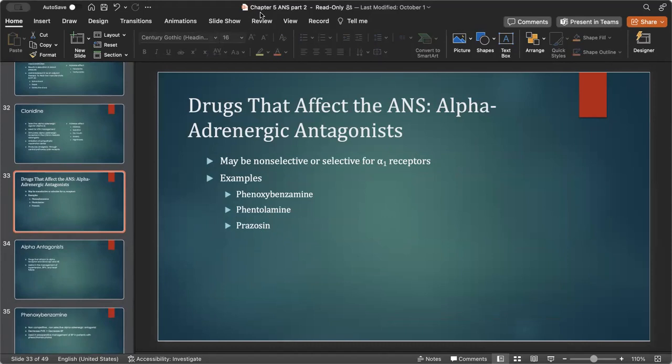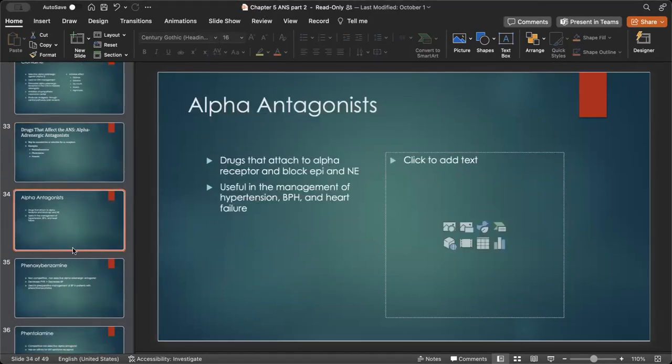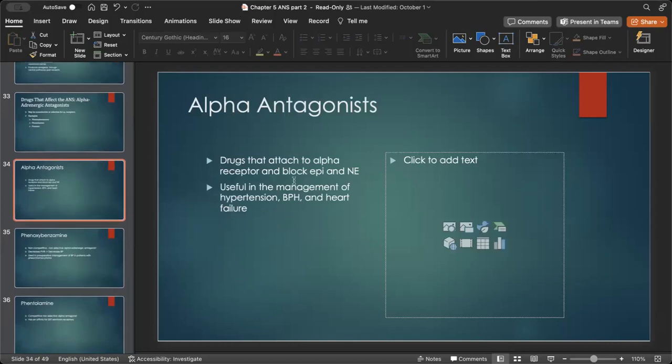So normally alpha 1 would do the vasoconstriction, and remember we also said it prevents you from peeing. Now it's going to do the opposite. It's going to cause vasodilation, and it's also going to help you pee. So like I said, antagonist means that they block those alpha receptors, which means it causes the opposite effect.